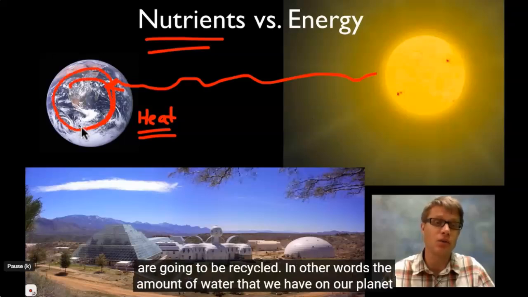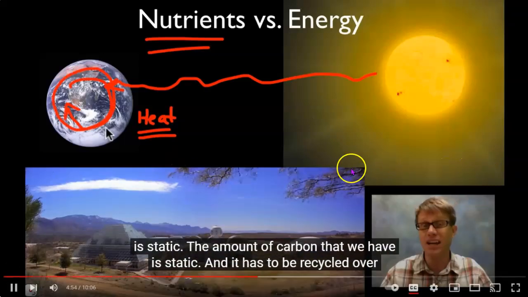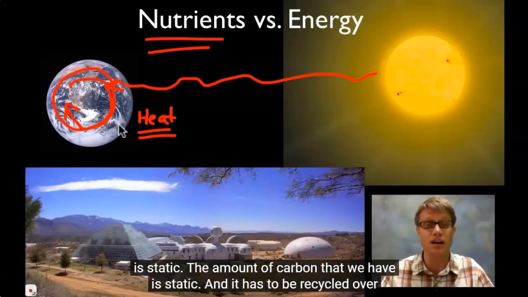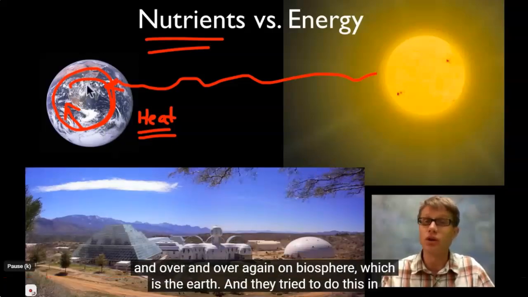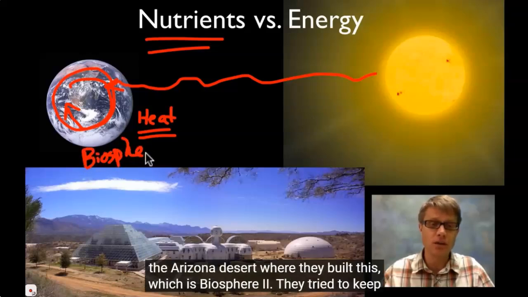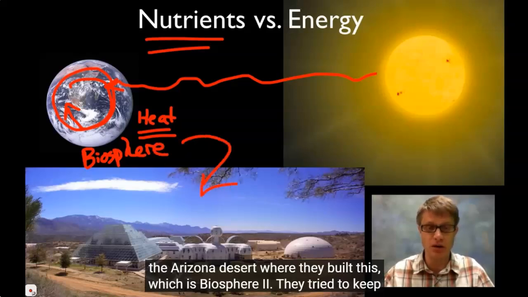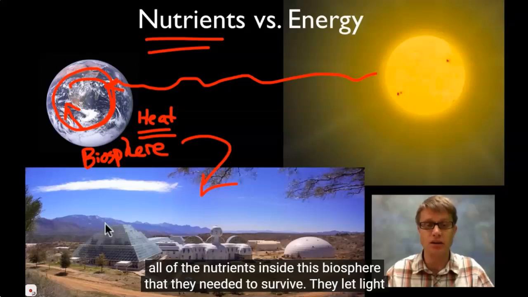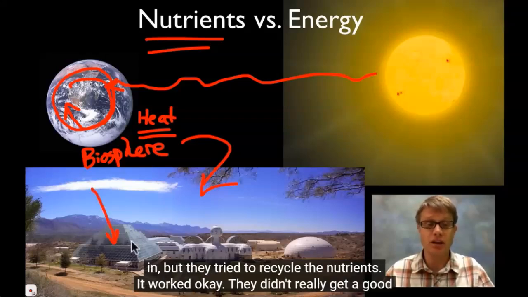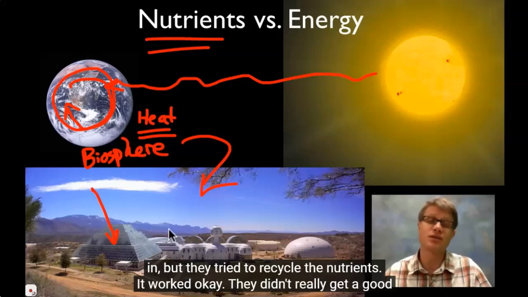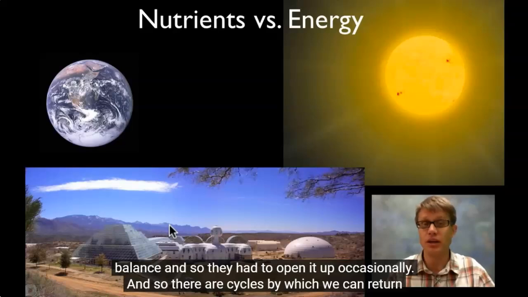In other words, the amount of water that we have on our planet is static. The amount of carbon that we have is static. And it has to be recycled over and over and over again on the biosphere, which is the earth. And they tried to do this in the Arizona desert where they built this, which is Biosphere 2. They tried to keep all the nutrients inside this biosphere that they needed to survive. They let light in, but they tried to recycle the nutrients. It worked okay. They didn't really get a good balance, and so they had to open it up occasionally.